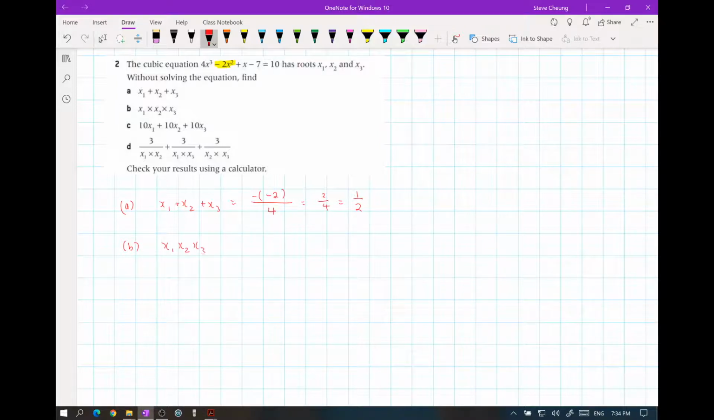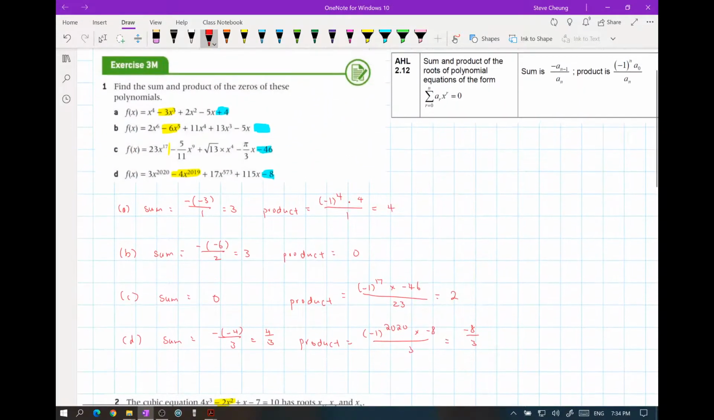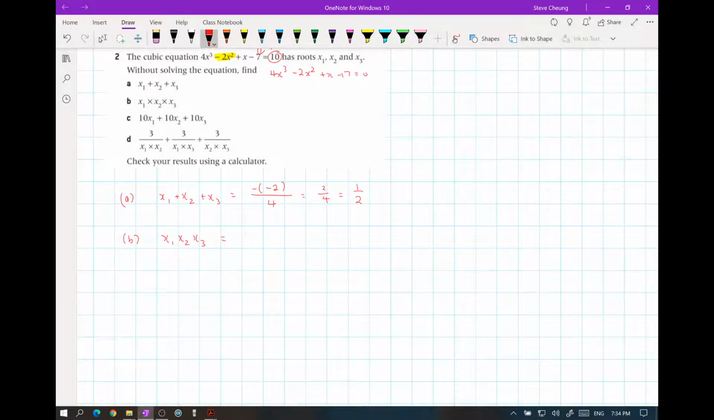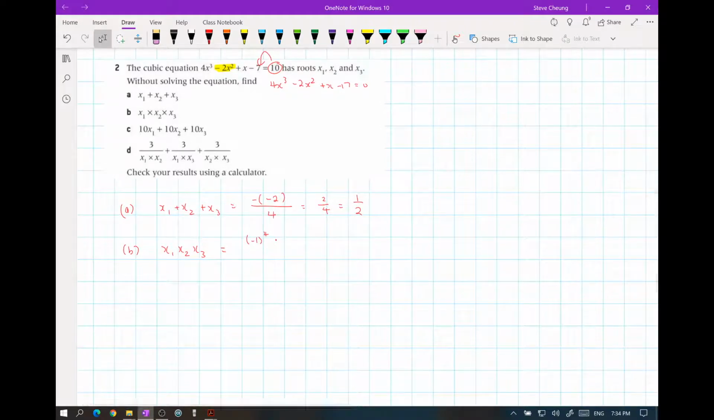Okay, this is just x1, x2, x3. So that means we take, now this one is to be careful. Actually, I should go back up and see, yeah. This one you have to be careful because you got to move this to here so that they equal to 0. So the equation should look like that. So therefore this will be positive for that -1 term. And we have the last term divided by the first. So then this will be -17 over 4.